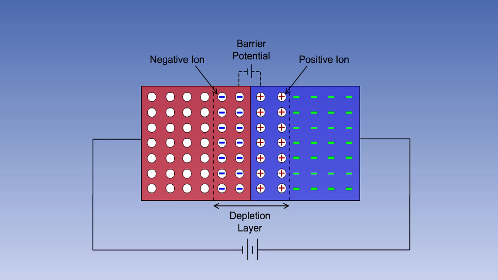This increases the number of positive and negative ions, deepening the depletion layer. Apart from a very small leakage current, this deepening of the depletion layer prevents current flow across the junction. The junction is said to be reverse biased.